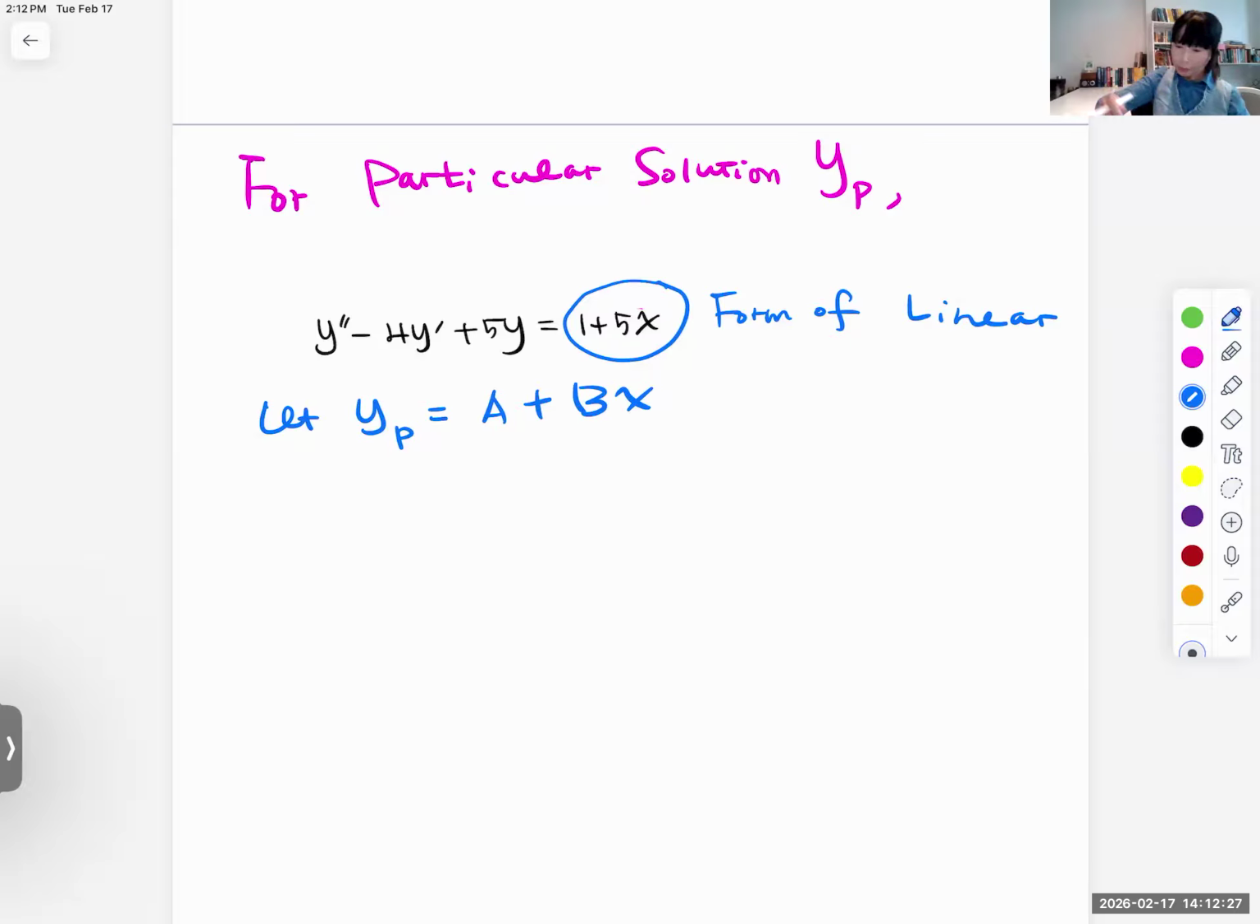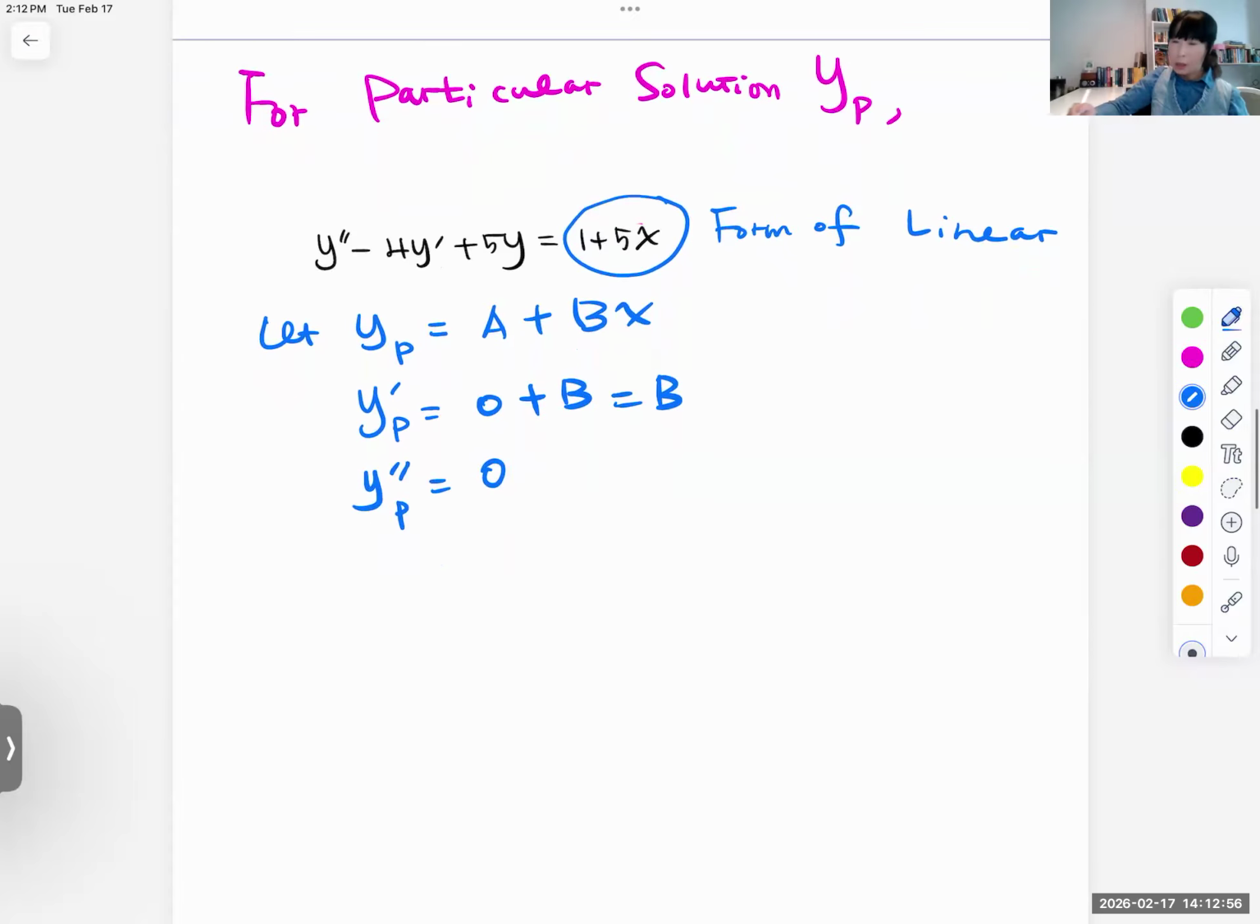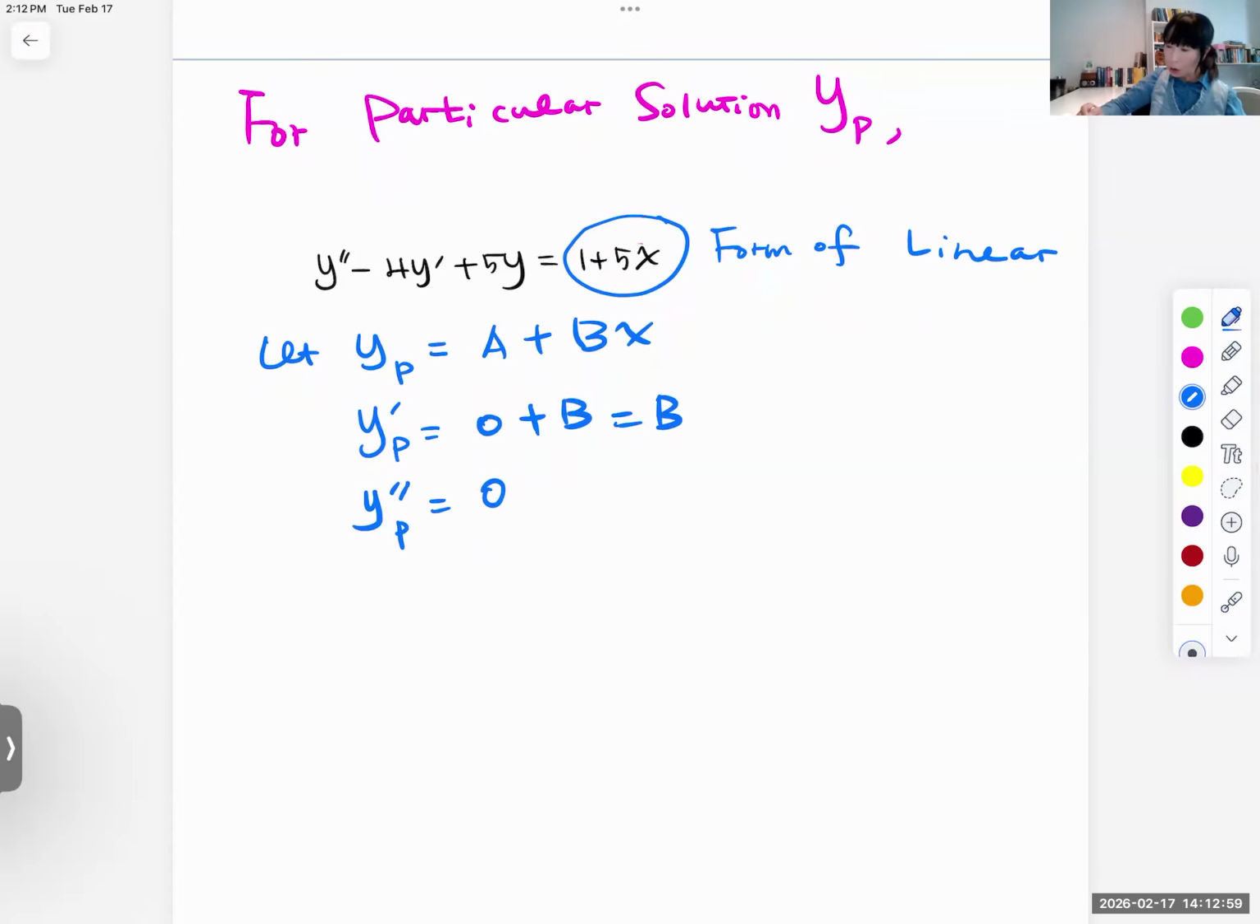Okay, now let's take the derivative. All right, so the first term is 0. The second term is b, right? Which is b, right? Okay, what about the second derivative? It's a constant, so we get 0.